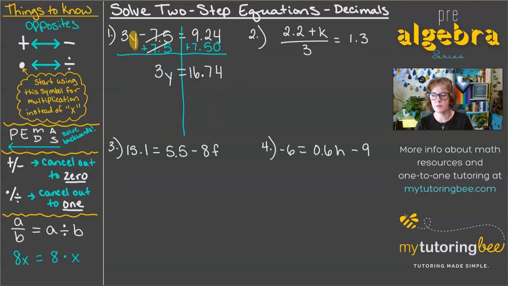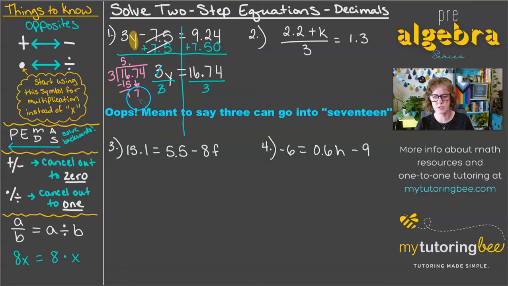All right, now the last step is going to be to undo that multiplication of 3. So we're going to divide by 3 on both sides. I'm going to go ahead and set this up over here on the side. So 3 can go into 16 5 times. That gives us 15. And we're going to subtract, bring down our 7. 3 can go into 7 another 5 times, so that gives us 15 again. And when we subtract, we get 2, bring down our 4, and then 3 can go into 24 8 times.